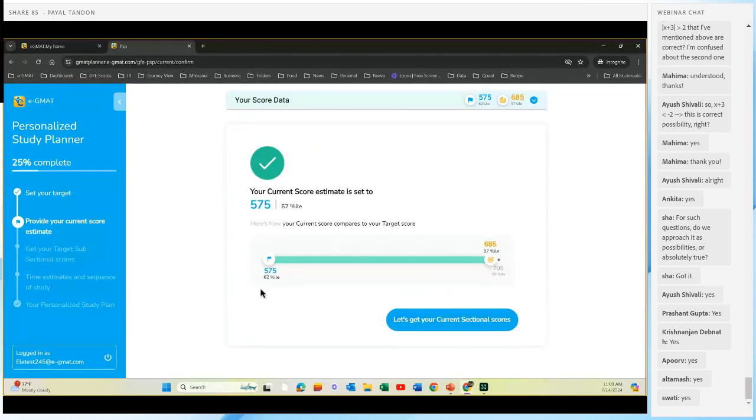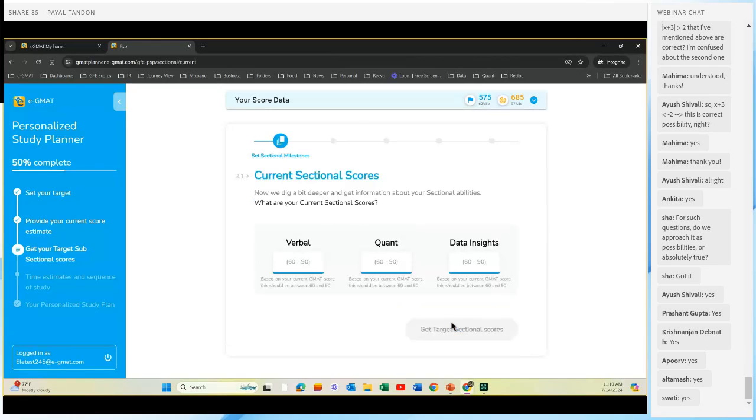And again, what this helps you do is visualize where you are at. You're at a 575, you want to get to a 685. What does 575 mean? It means 62 percentile, and from 62 percentile, you have to go to 97th percentile. So this translation continues to happen throughout this study plan generation tool. Next, you're going to put in your current sectional scores, and the Sigma X mock or your official mock is going to give you that. So let's go with verbal 77, quant 82, and data insights 77.